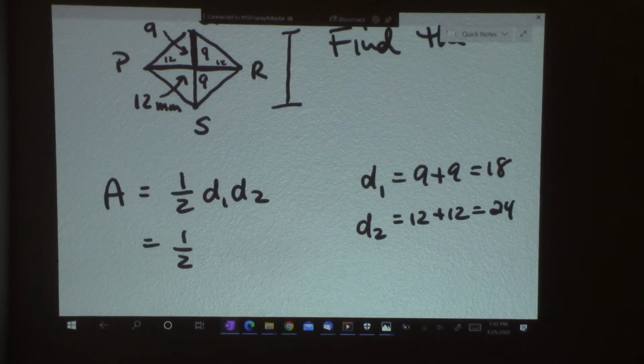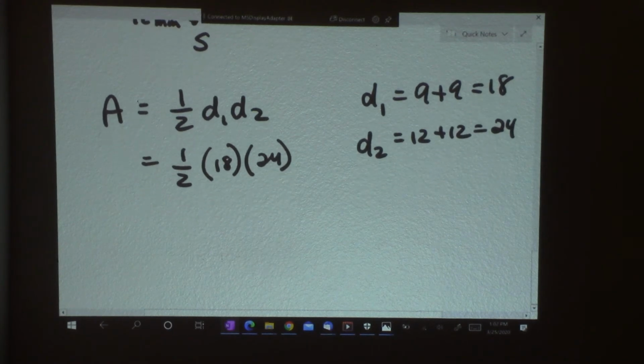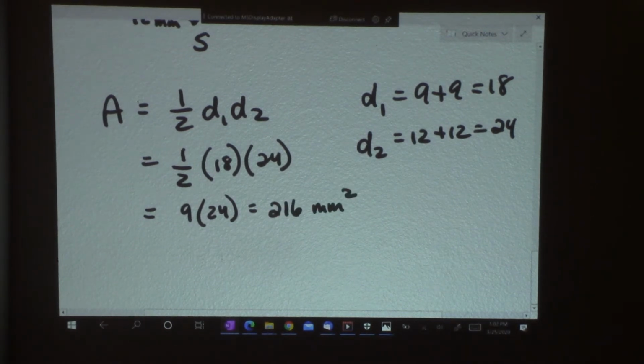So sometimes they only give us partial diameters, or we have triangles there, and we might have to use the Pythagorean theorem with it. There's a lot of different possibilities. For now, we're going to use the diameter with this problem. So I'm going to put 18 there and 24 there. So I end up with half of 18 is 9, times 24 is 216 millimeters squared. And that is the answer.